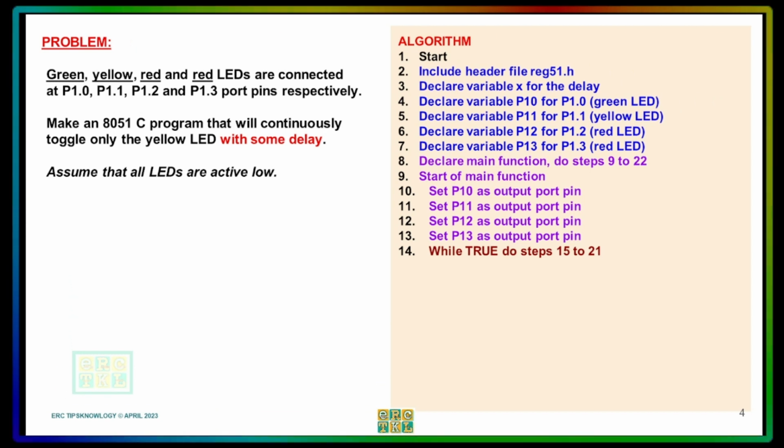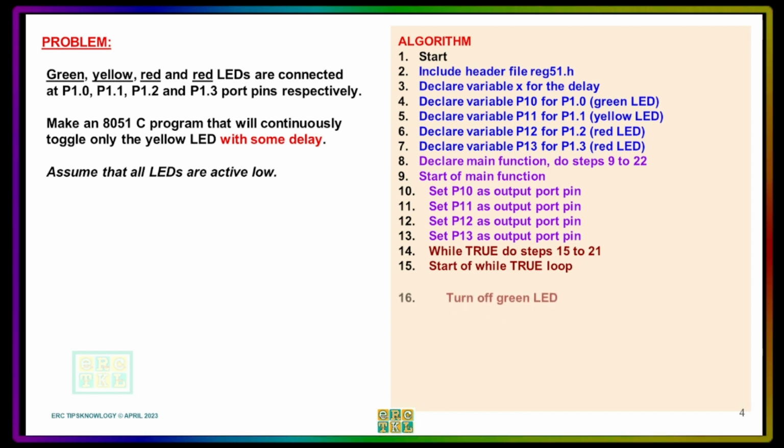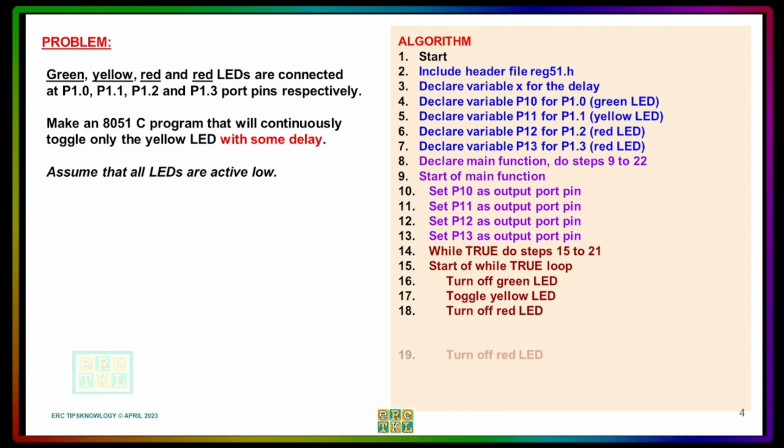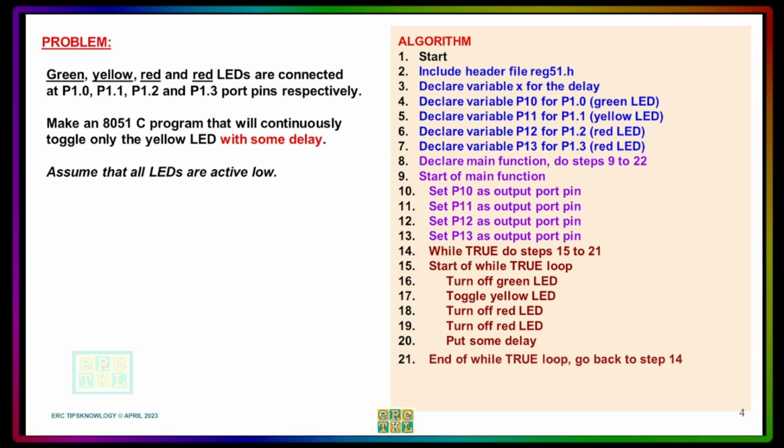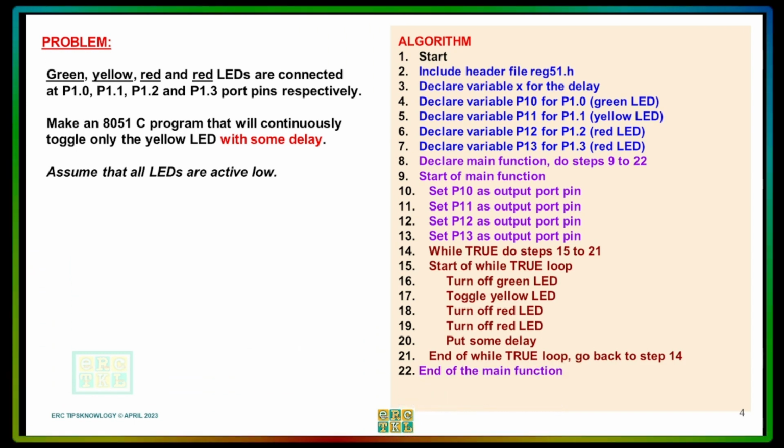Then on line number 14, we will be repeating steps number 15 up to 21, and this contains turning off the 3 LEDs, green, red, and red, and we will be toggling or blinking the yellow LED. Then we will put some delay, and that's the end of our while true loop. So this will be repeated continuously with that delay. And of course, we have the end of the main function.